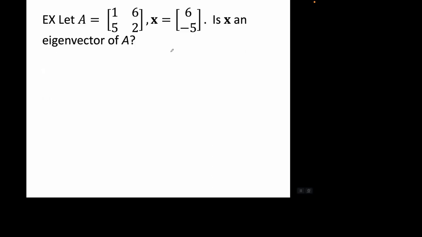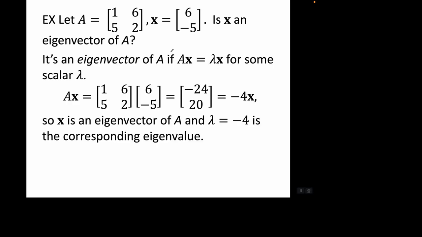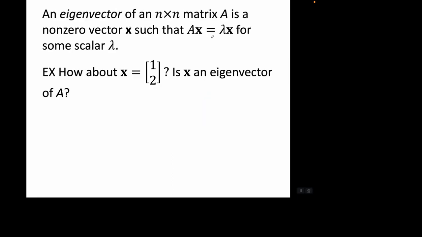Let A equal [1, 6; 5, 2], x equals (6, -5). Is x an eigenvector of A? It's an eigenvector of A if Ax = λx for some scalar λ. Let's calculate it. Here's Ax. Multiply it out, you get (-24, 20). Hey, notice, that is a multiple of x. It's -4 times our vector x. It's -4 times (6, -5). So x is an eigenvector of A, and λ = -4 is the corresponding eigenvalue.